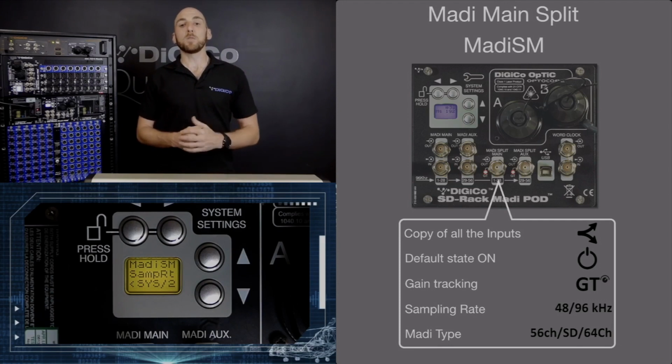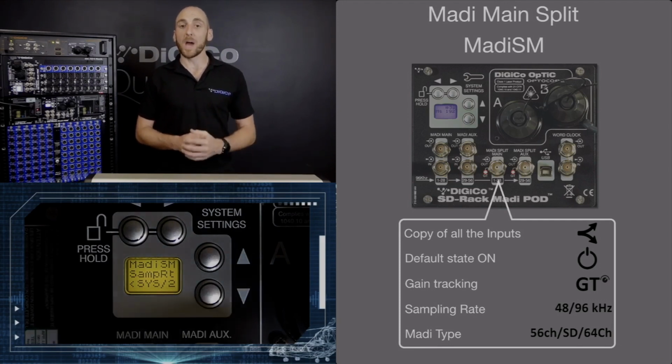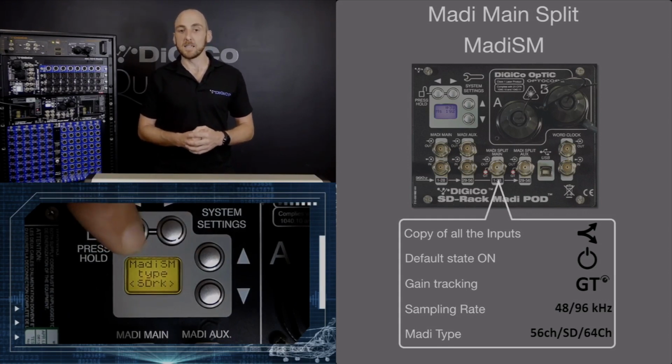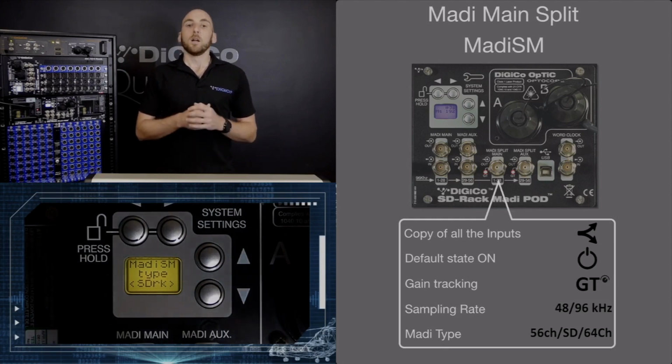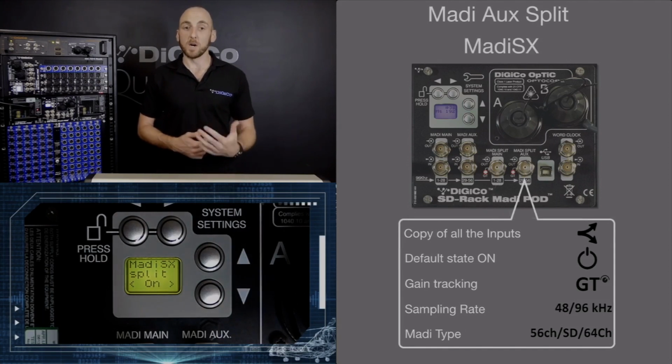The MADI type of the split can be set to standard 56 channel, 64 channel or SD rack, which will emulate the output of the SD rack and be recognized as such by the receiving MADI device. This last setting would be useful if the split was feeding an SD series console. These controls and settings are all available for the aux MADI split as well, as shown on screen.